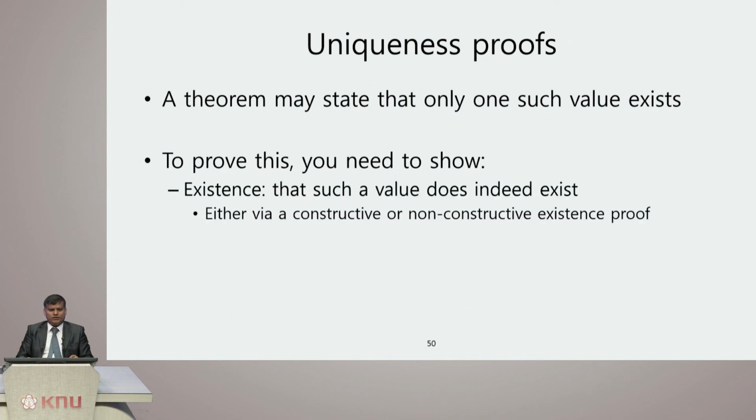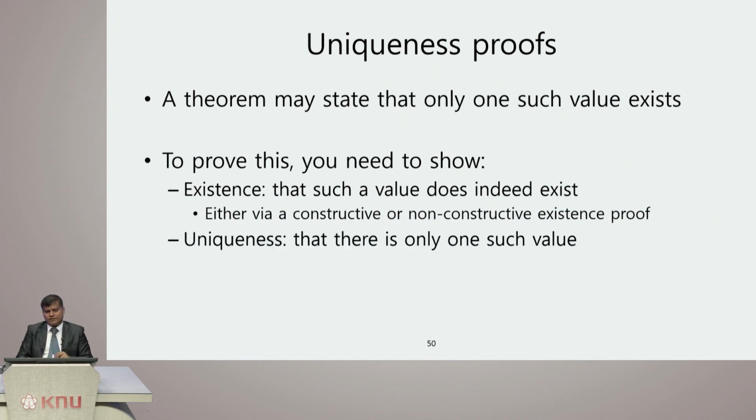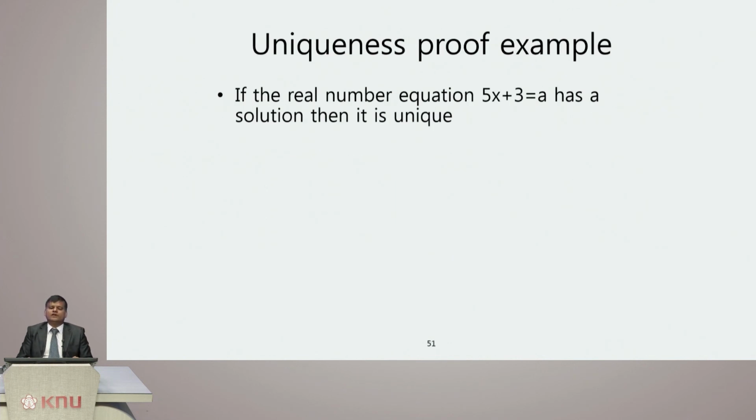To prove that, you need to show the existence, that such a value does indeed exist, either via a constructive or non-constructive existence proof. And the uniqueness, that there is only one such value. As the word suggests, there is only one such value. So we will see an example. If a real number equation 5x plus 3 equals a has a solution, that solution is unique.